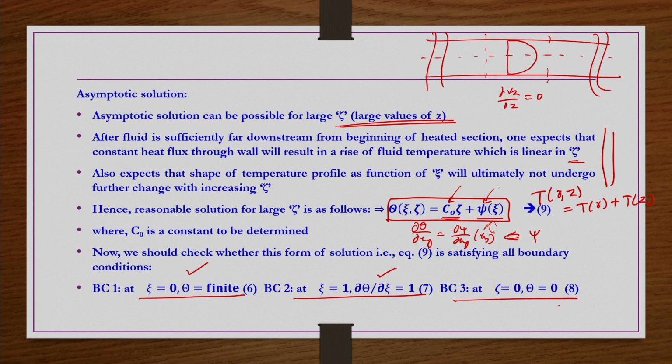Then boundary condition 8, is it satisfying or not, that we have to check. When zeta equals 0, then theta equals 0. That is possible only when altogether this function is 0, but that is not possible. So this boundary condition is not being satisfied by this form. So then what do we do? We have to obtain one more condition for the z direction also.